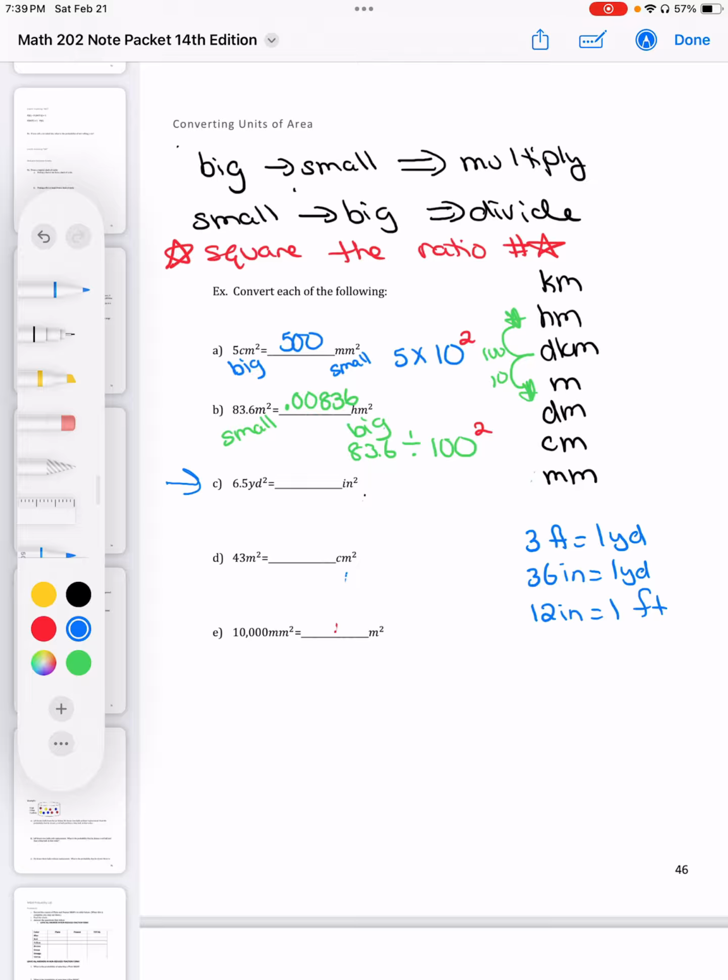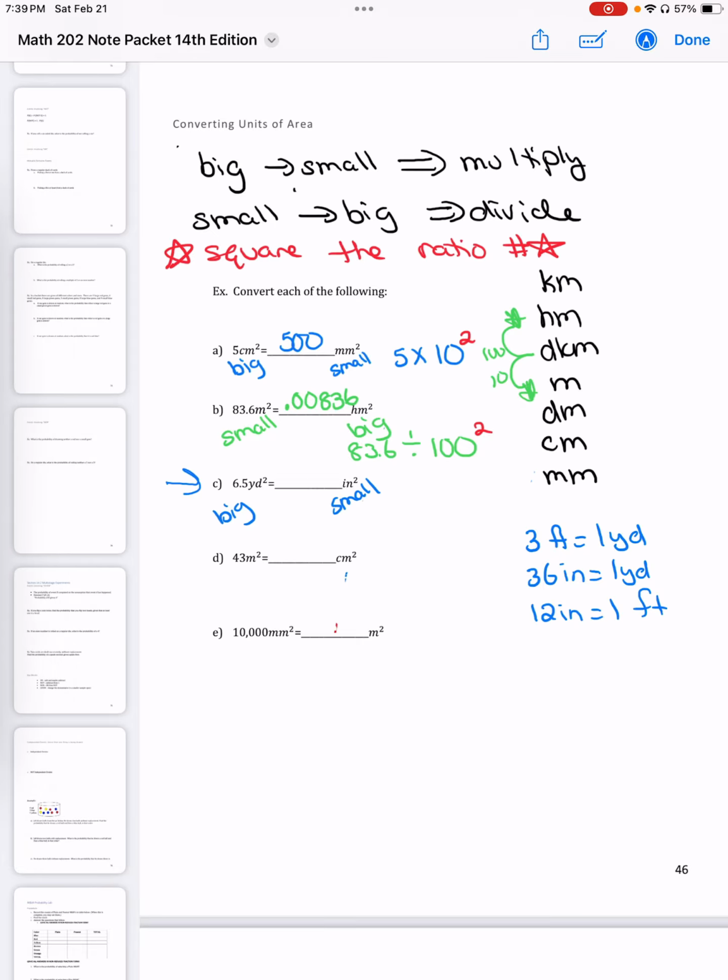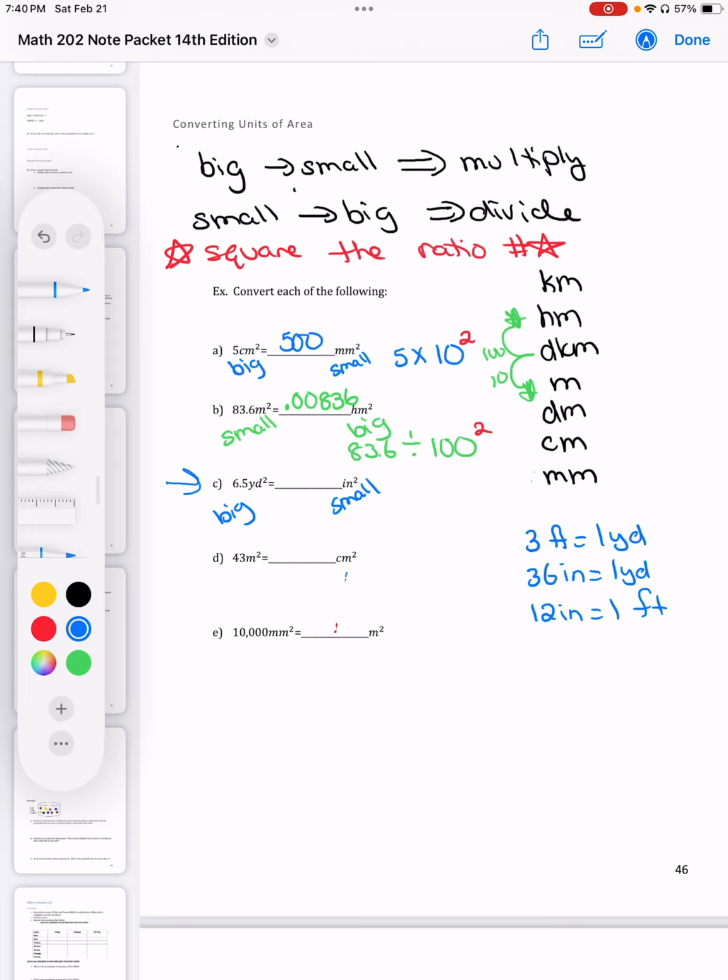So I'm going from yards, which is big, to inches, which is small. So I'm going to be multiplying. So I'm going to take the 6.5, let me write that a little bit better. I'm going to take the 6.5 and I'm going to multiply that. There are 36 inches in 1 yard. And then don't forget to square the number. Typing that in my calculator, that's going to give me 8,424.